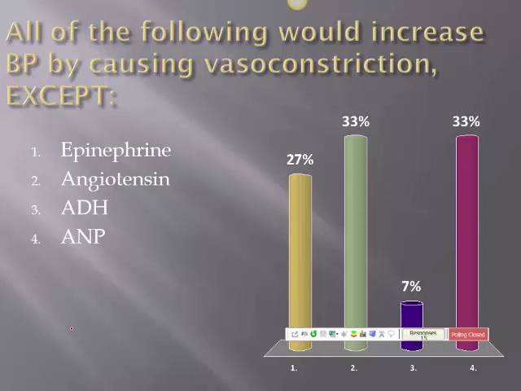Okay, so let's look. Epinephrine causes vasoconstriction. Remember, it's a hormone of the sympathetic nervous system, causes vasoconstriction, increases peripheral resistance. That's how it increases blood pressure. Angiotensin. Remember, I told you angio meaning blood vessel, tensin meaning tensor or pressor, causes constriction. So does that, raises blood pressure. ADH. The other name for ADH was vasopressin.